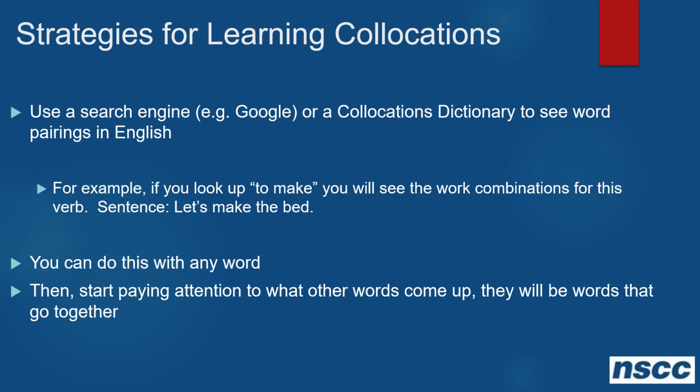You can always go to a search engine or collocations dictionary and look for word pairings. For example, if you look up the verb to make, you will see one common pairing that says to make a bed. Now you know this is a collocation in English. You can do this with any word. Then start paying attention to what other words come up. They will be words that go together.